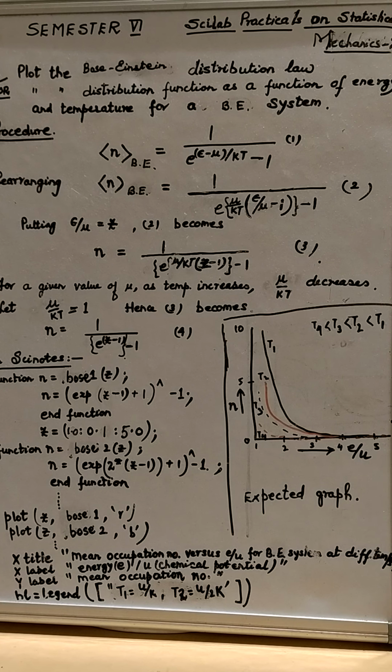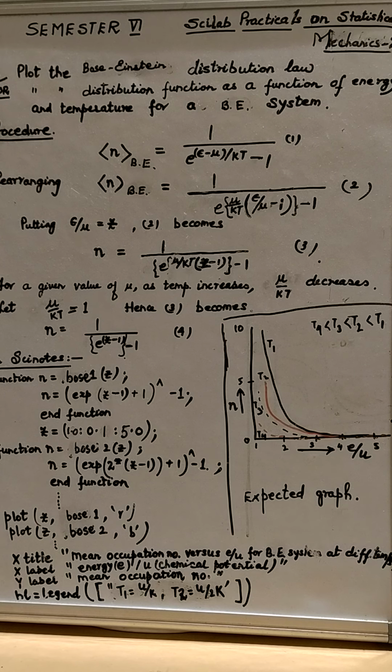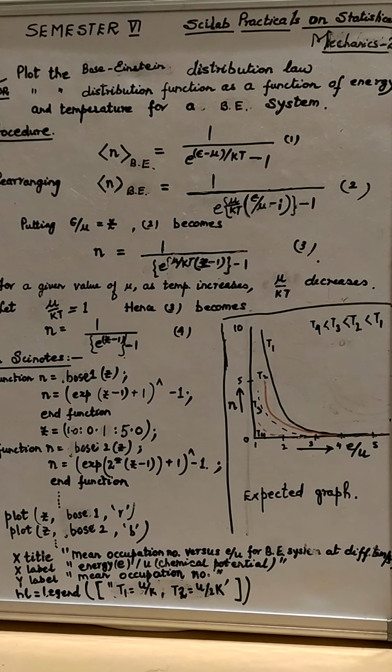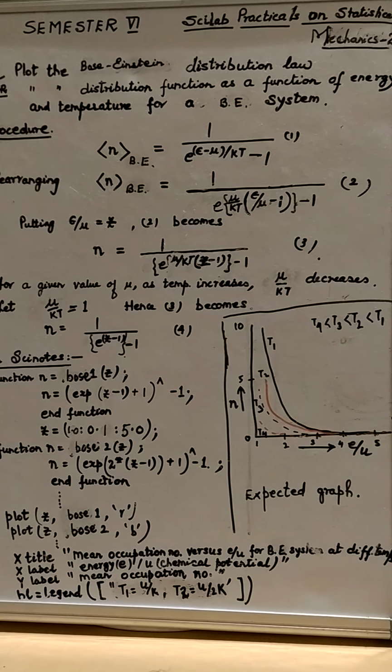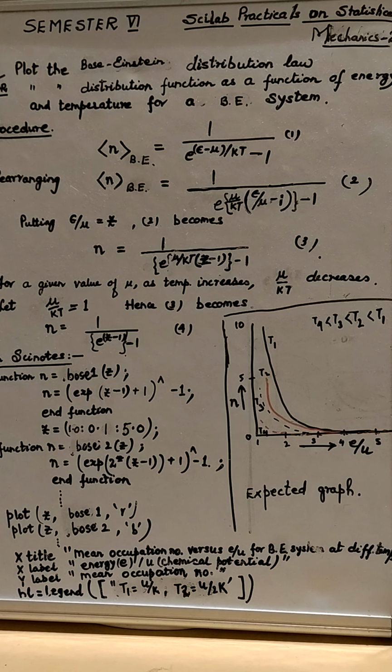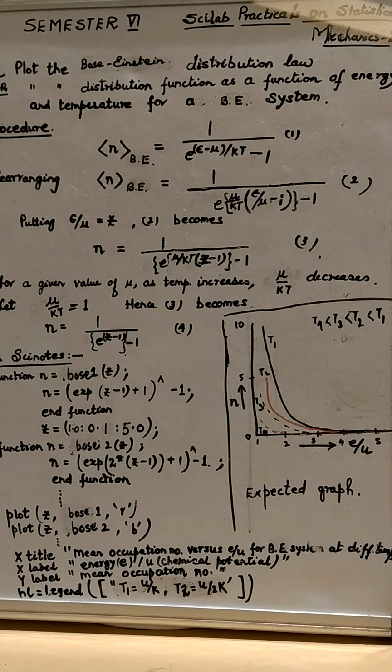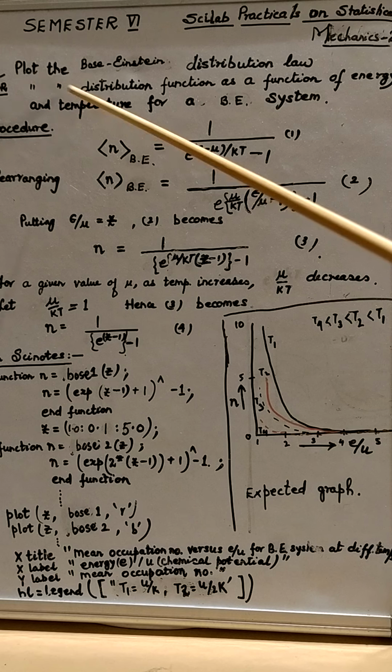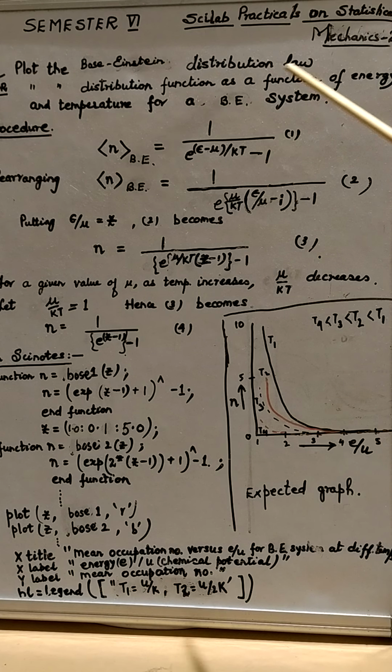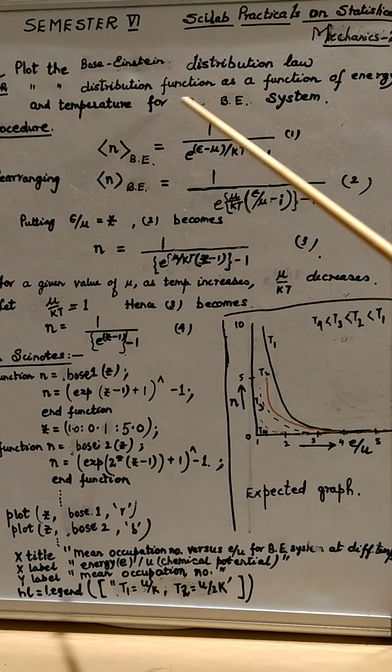Good morning, students. We are on to the second lecture, Scilab Practicals and Statistical Mechanics. And this time the question is: plot the Bose-Einstein distribution law, or reworded, plot the distribution function as a function of energy and temperature for a Bose-Einstein system.